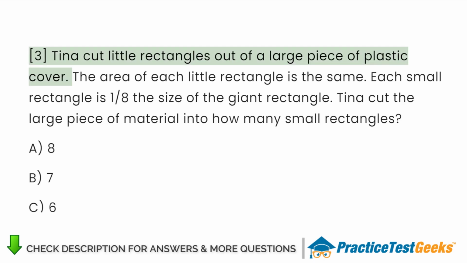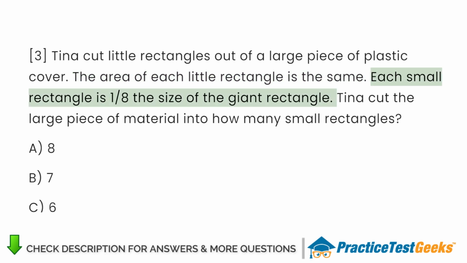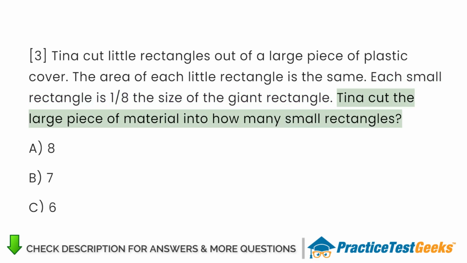Tina cut little rectangles out of a large piece of plastic cover. The area of each little rectangle is the same. Each small rectangle is 1/8 the size of the giant rectangle. Tina cut the large piece of material into how many small rectangles? A. 8. B. 7. C. 6.